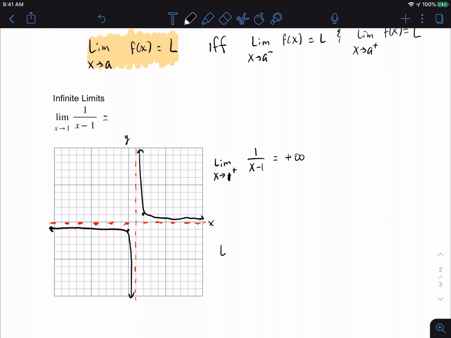Okay, so from the left, as x approaches 1 from the left of 1 over x minus 1, I'm coming this way, I'm approaching 1. What is my y value there? Negative infinity. It's going to be negative infinity, right?